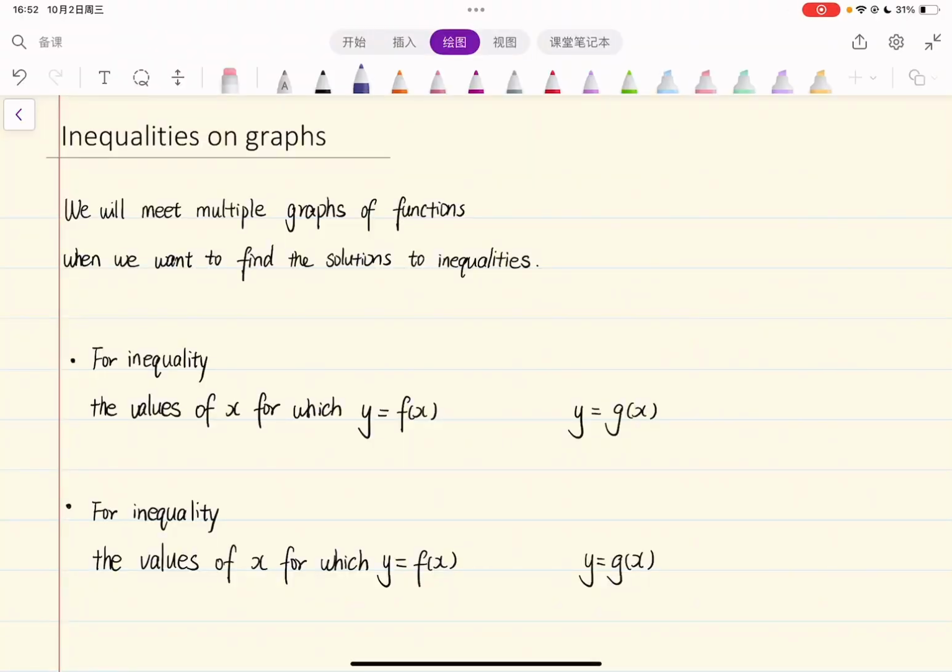Hello everyone, in this video we are going to learn about inequalities on graphs. We will meet multiple graphs of functions when we want to find the solution to inequalities. What we need to do, we use a graph to solve that.